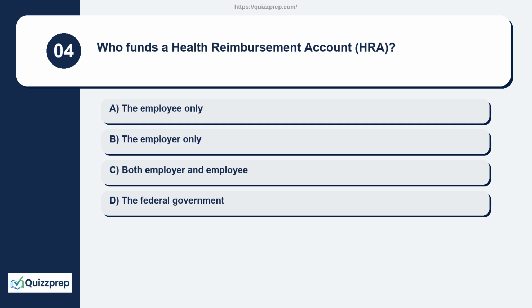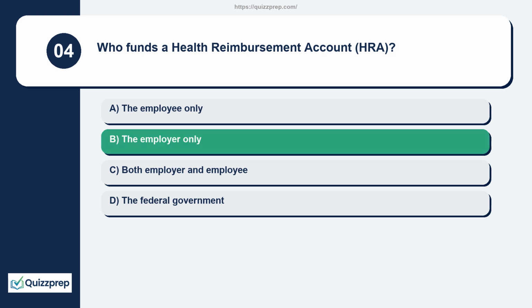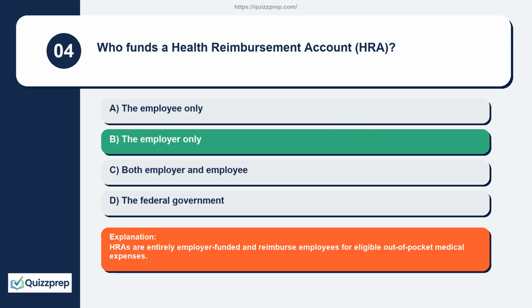Question 4. Who funds a health reimbursement account, HRA? The employee only, the employer only, both employer and employee, the federal government. HRAs are entirely employer-funded and reimburse employees for eligible out-of-pocket medical expenses.